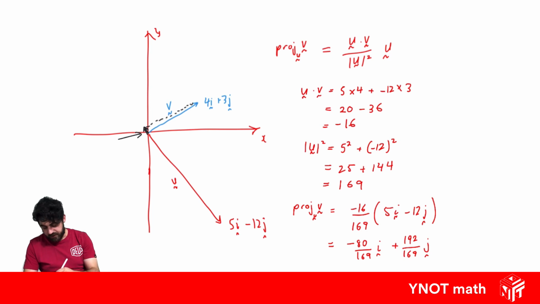And if you want to look at it in decimal form, it's approximately equal to minus 0.47i plus 1.13j. The reason for checking that is that you can see that it is going in a negative x direction and a positive y direction. So it is pointing up, something like that.